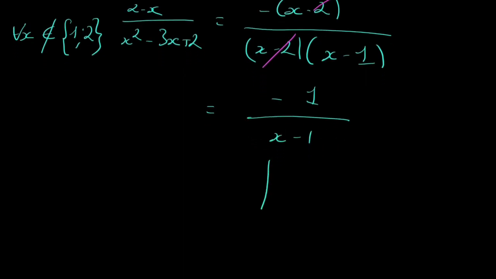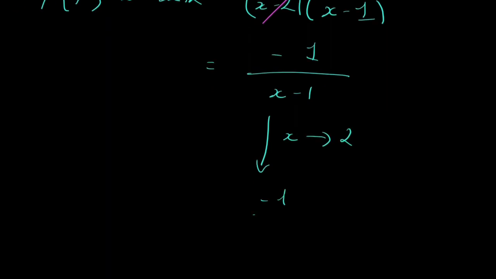And this thing is very easy to compute when x tends to 2, because this will be equal to minus 1 over 2 minus 1. And this is minus 1 over 1, and we get minus 1. Our first limit, A, is equal to minus 1.